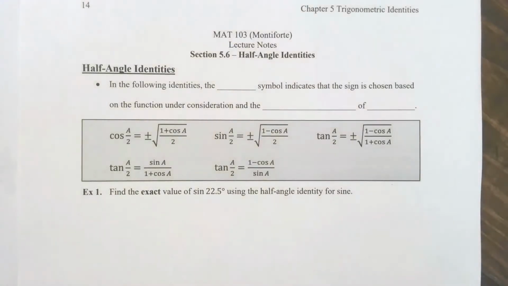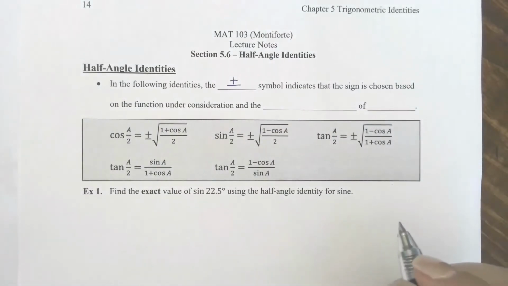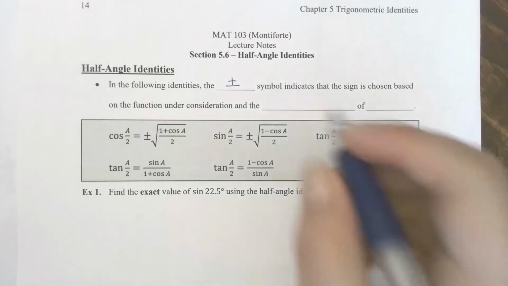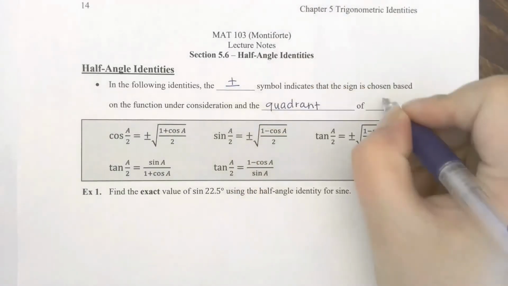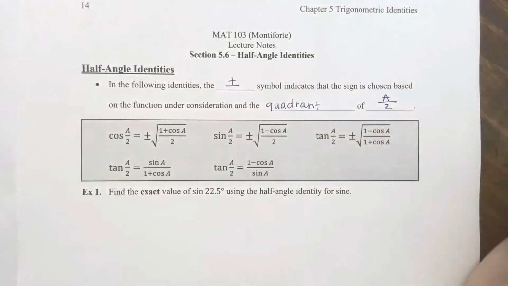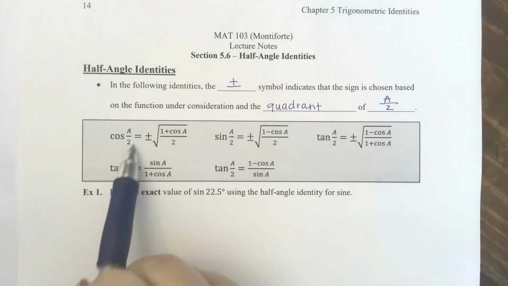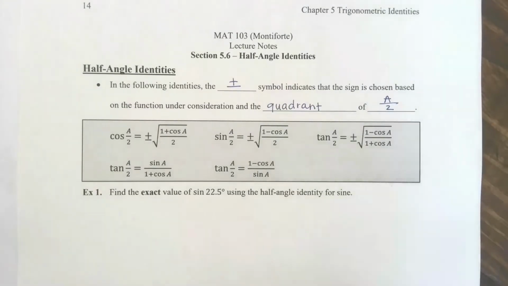Section 5.6, half angle identities. In the following identities, the plus or minus symbol indicates that the sign is chosen based on the function under consideration in the quadrant of the angle A over 2. So half angle identities means that the angle you're working with is half, A over 2.